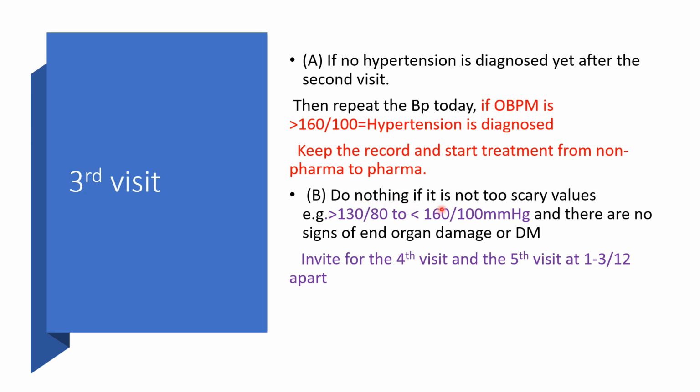We will do nothing if the BP we are picking today, the third visit, is not so scary. For example, if it's greater than 130/80 but less than 160/100, we will do nothing, but we will advise against the risk factors and embark on non-pharmacological interventions. Okay, but if there are signs of end organ damage or this person is diabetic or having renal failure, then we'll embark on treatment. If that is not the case, if it is greater than 130/80, less than 160, no end organ damage, no diabetes, no renal failure, we will invite for the fourth visit and probably the fifth, one month apart.